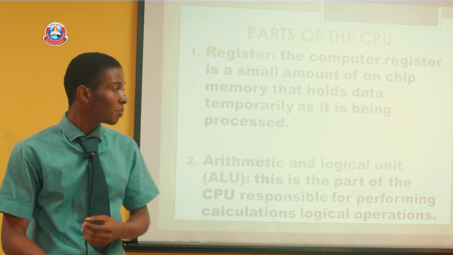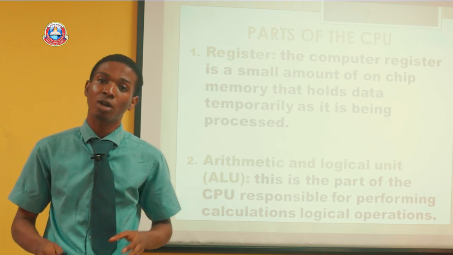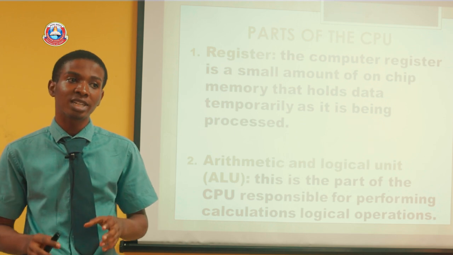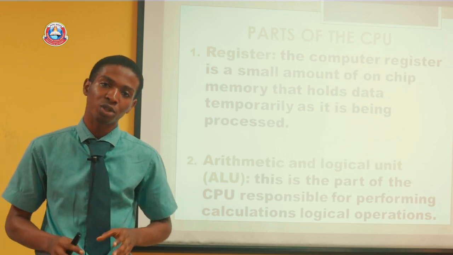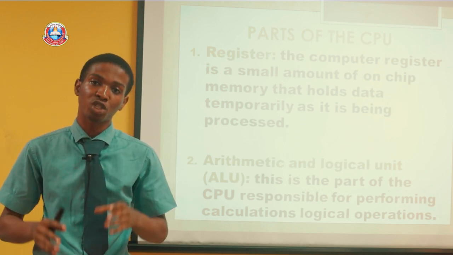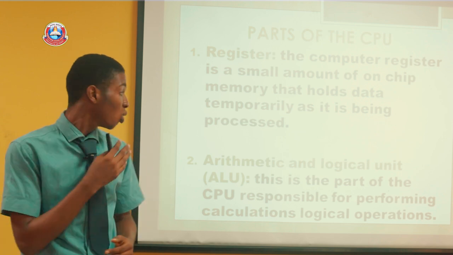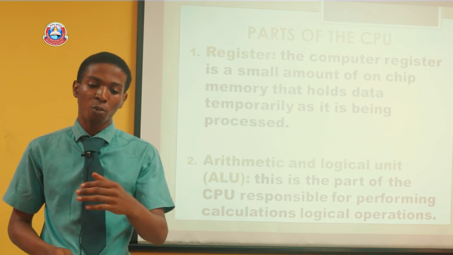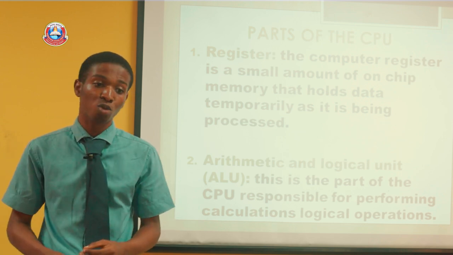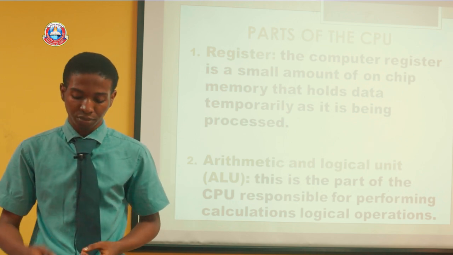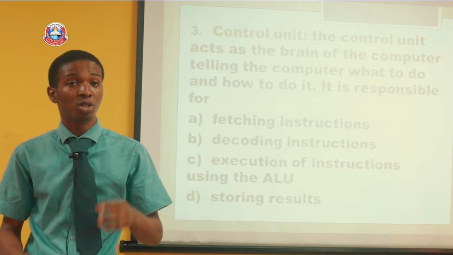The next part of the computer we have is the arithmetic and logical unit. So this is the part of the computer that is responsible for calculations, addition, subtraction, division, multiplication, and also for our logical operations. So the logical operations is when the computer decides what to do based on the input you give it. The third part of our computer is the control unit.